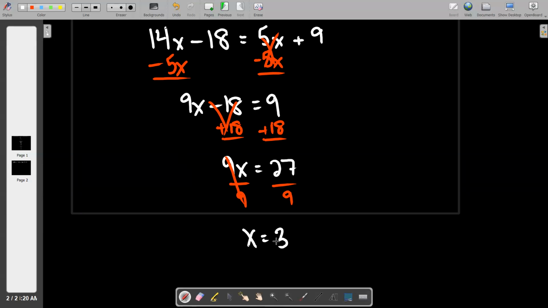If I haven't convinced you yet that these are not hard, I'm not doing my job. You just have to know the steps. Distribute, combine like terms, clean, clean, clean, and then move the x's, move the numbers, divide it out.